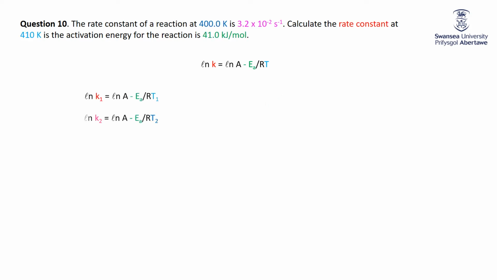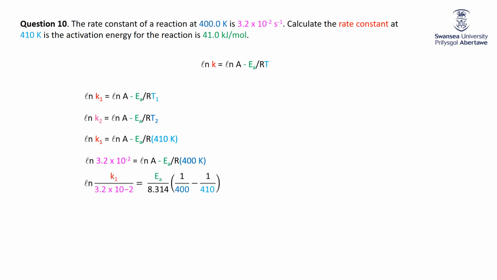Just say, well, we've got two sets of conditions for which log of A is the same and EA is the same. So log of k is minus EA over RT, for k1 at T1 and k2 at T2. Now let us combine those equations after we've thrown in the values. So I've said k1 is the unknown at 410 Kelvin, k2 is 3.2 times 10 to the minus 2 at 400 Kelvin. Subtract those equations from each other, this equation minus this equation.